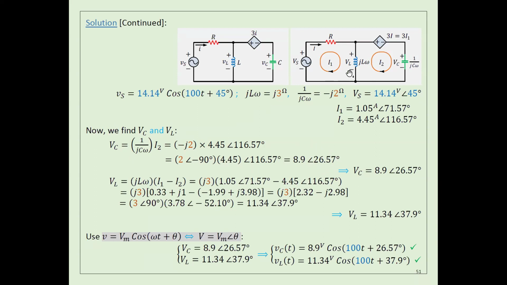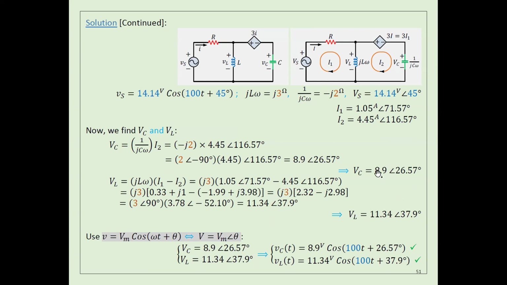Same thing. If I need to find the voltage across the inductor here, the voltage across the inductor is actually I1 minus I2 times the impedance. You already have this impedance in the complex domain. You have I1 and I2, so you can just do the calculation. This is the result you will get at the very end.